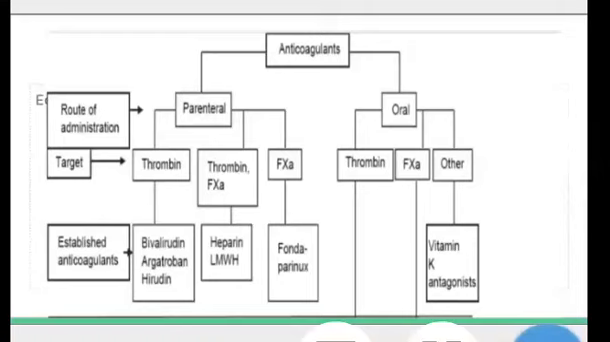And the third class in oral anticoagulants is direct thrombin inhibitors. These are agents that act directly on the thrombin molecule, and thrombin is the molecule in the coagulation process which helps in the conversion of fibrinogen into fibrin. After this inhibition, automatically there is prevention of coagulation. An example of a direct thrombin inhibitor is dabigatran.